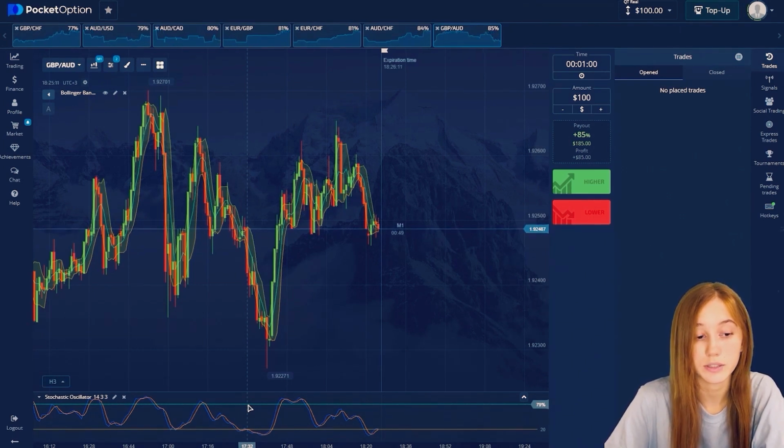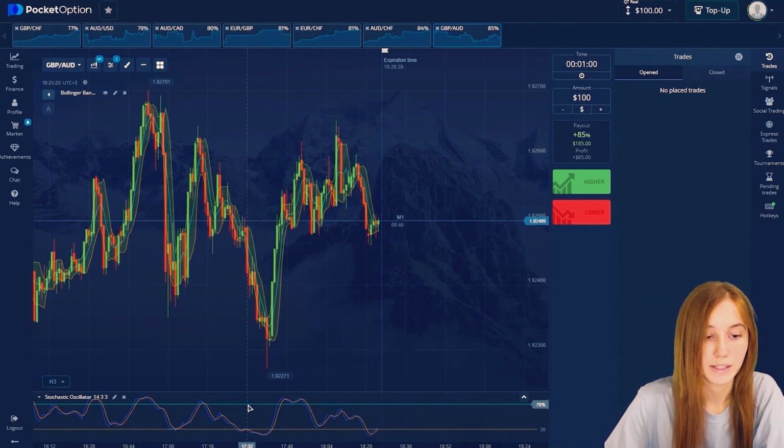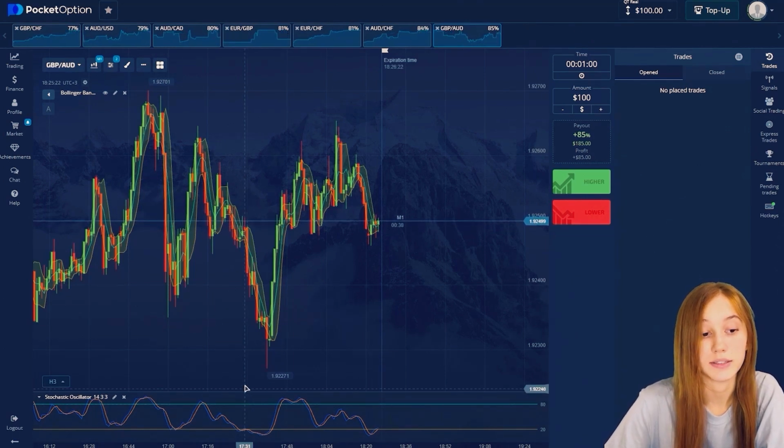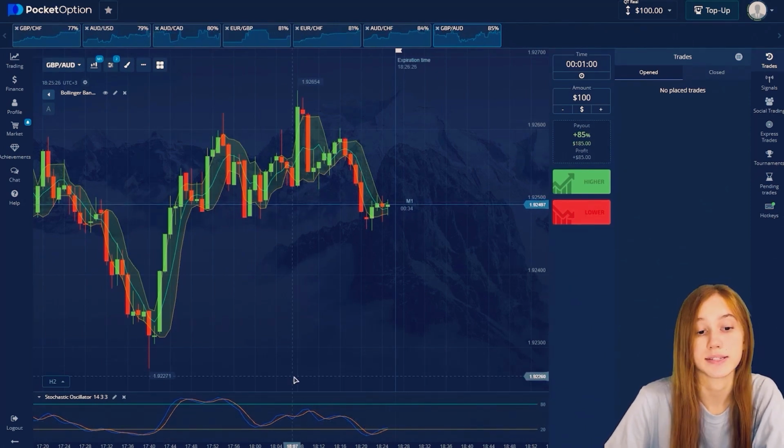So during the trading process, you'll get it. Let's move on to the first currency pair and start our trading session, because in practice it will be easier to understand these indicators.